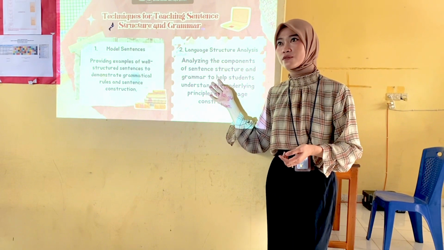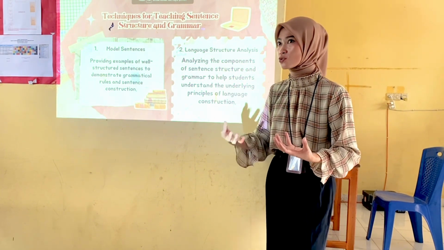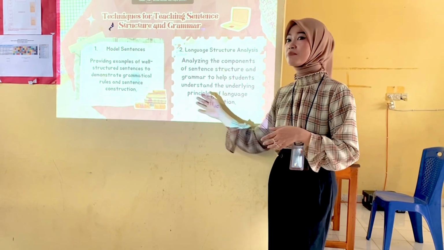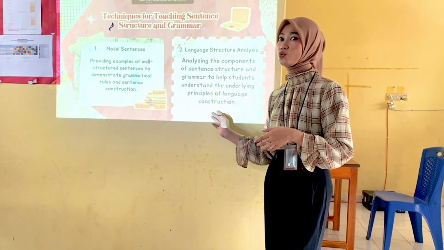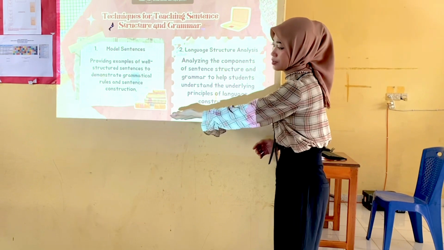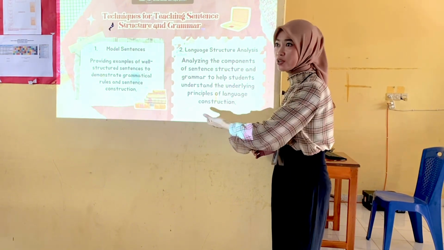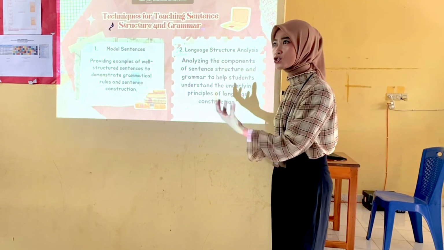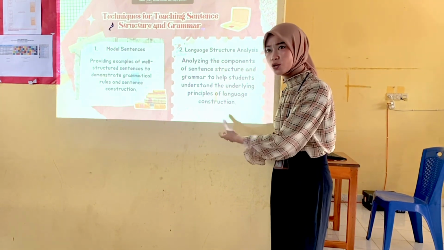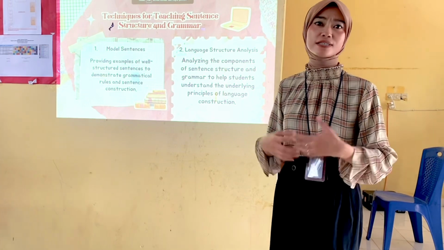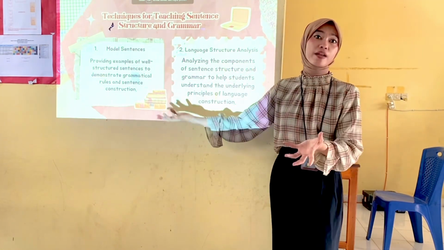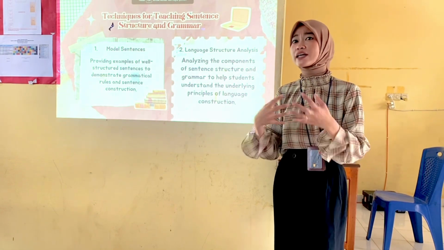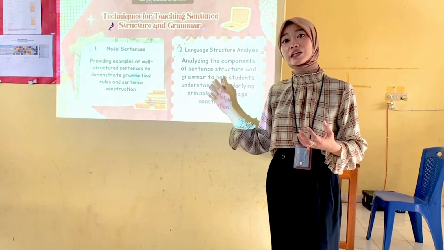So we ask the students to analyze a sentence, which combines into one sentence. For example, we give a sentence like, I'm going to school. So the students are going to analyze which one is the subject, which one is the verb, which one is the to be, or even other components of the English language. I think both of them are really connected to each other, so you can use both of them in the classroom.